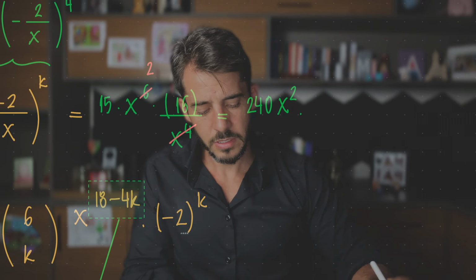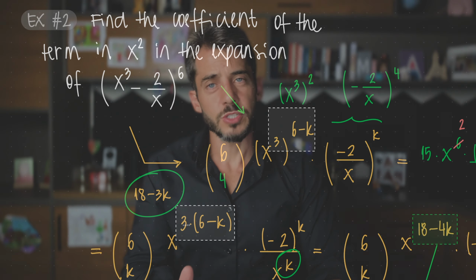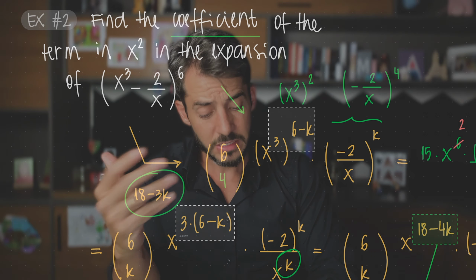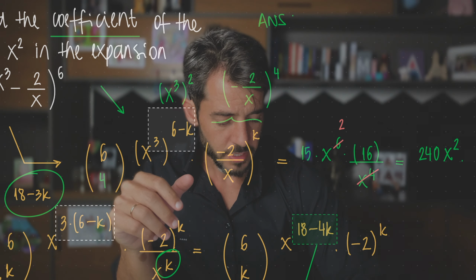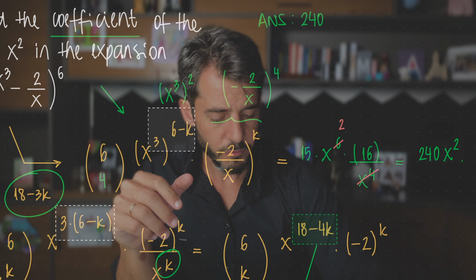leaving as our final answer 240x squared. Now, we do need to address the question, which is to find the coefficient. What is the answer for this question? The answer is 240. And that is it. Let's jump to the next one.